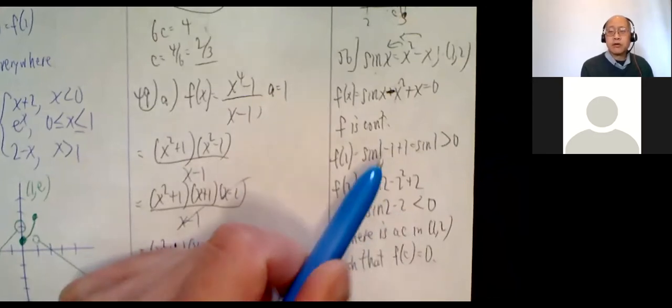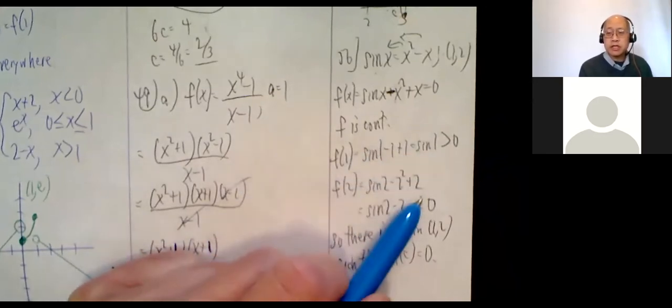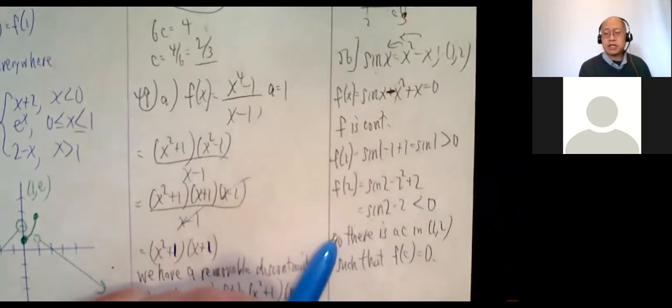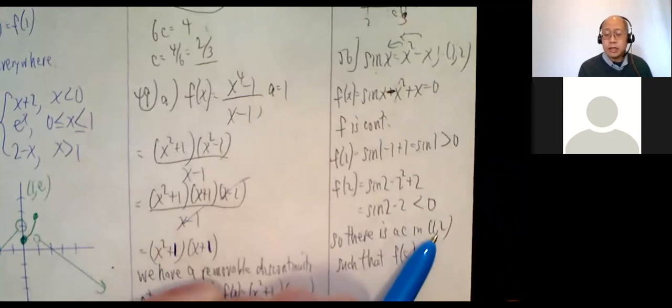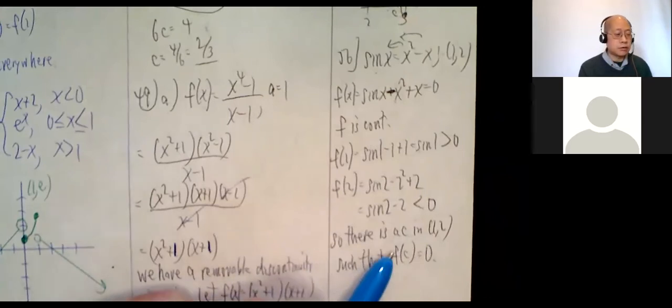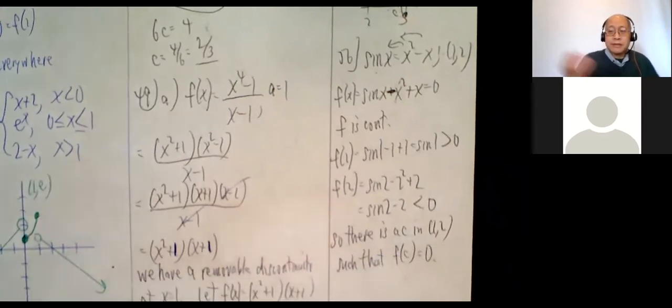Okay, so there it is. One side was positive, one side was negative. So just use this language. So there is a C in (1, 2). This is an interval, not a point. That's not a point in a graph. On the interval from 1 to 2, such that f of C is equal to 0. Okay, so that's how you do the intermediate value theorem.